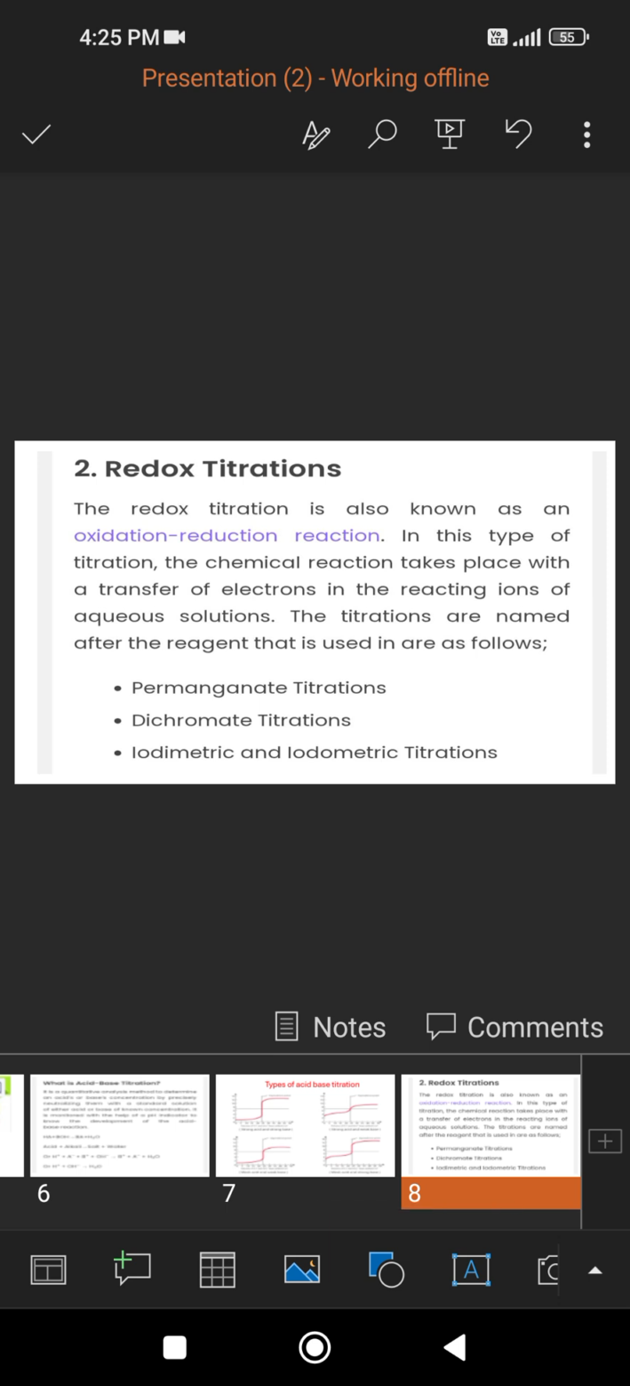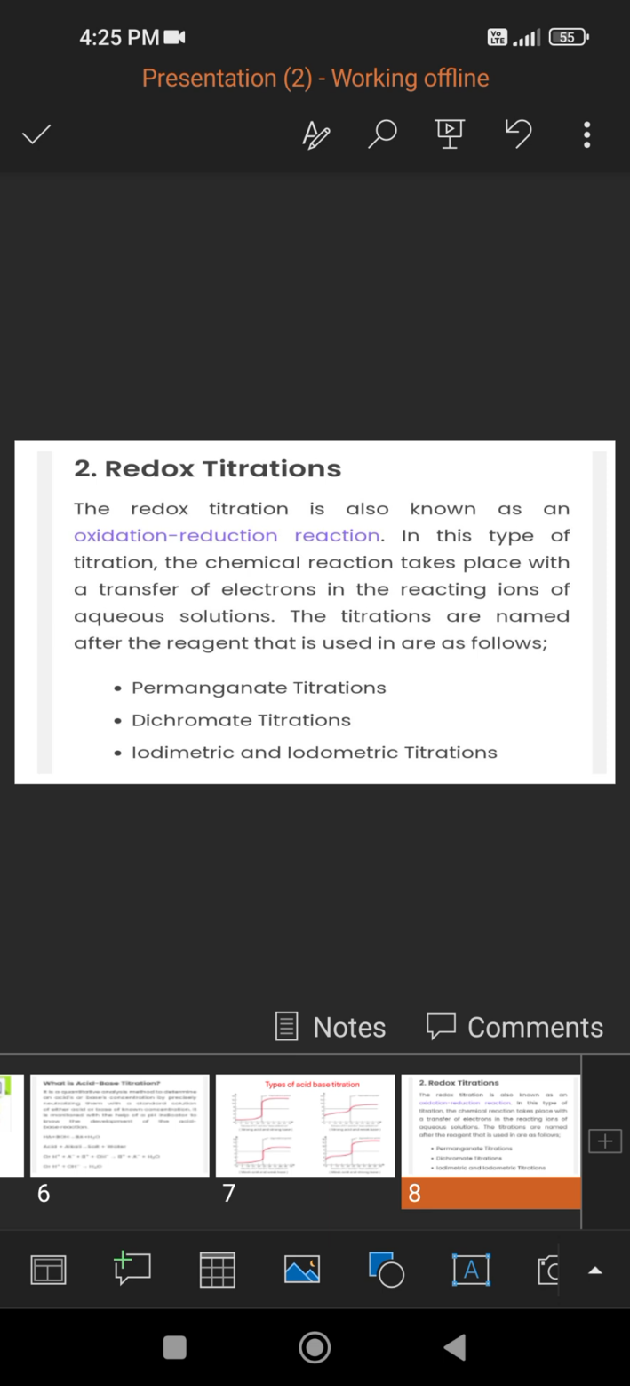Next one, redox titration. What is a redox titration? The redox titration is also known as an oxidation reduction reaction. In this type of titration, the chemical reaction takes place with a transfer of electrons between the ions in aqueous solution.